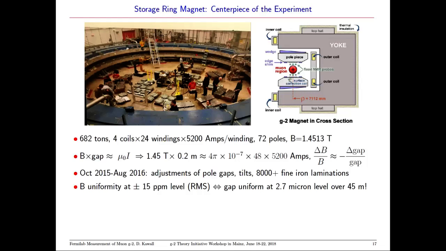PhD students were absolutely crucial in this. More than 8,000 fine iron laminates were put in all sorts of different places in the ring, measure this, have a model, redistribute a few thousand. Well, easily said, they had to do the work. You really screw these things in there. And finally, they have a fantastic uniformity of the field, already much better than at BNL now.